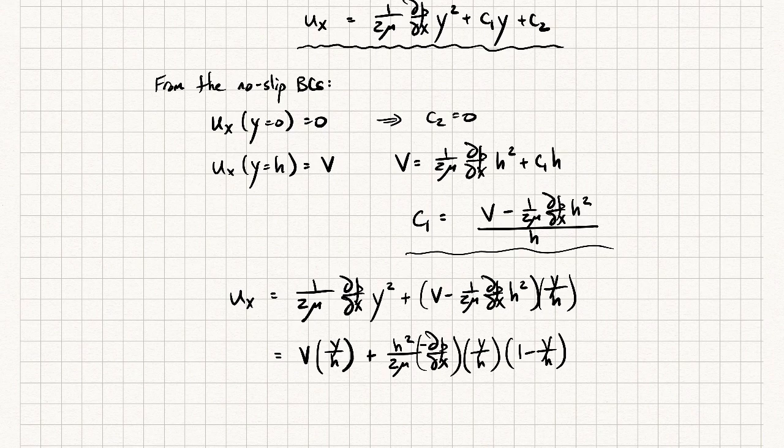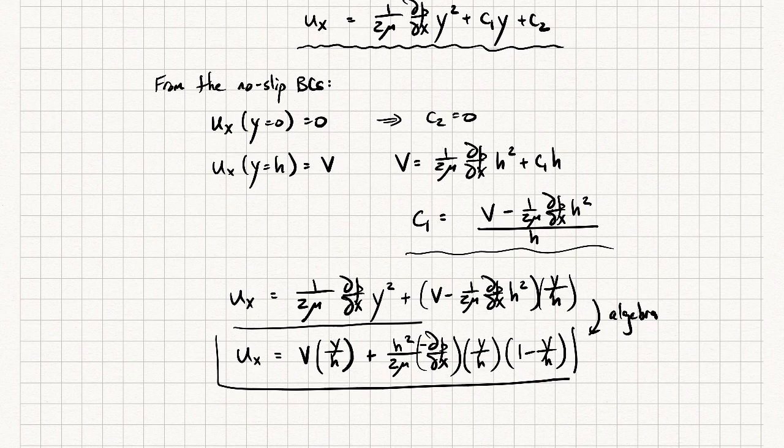Okay. All I've done is use algebra to rewrite this. I just wanted to write it in a form where I can group some terms together. And I think I've done everything correctly there. Let me just quickly take a look at it. Yeah, that all looks correct. So this is now our velocity in the x direction.